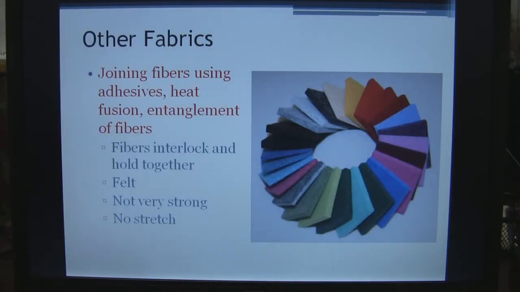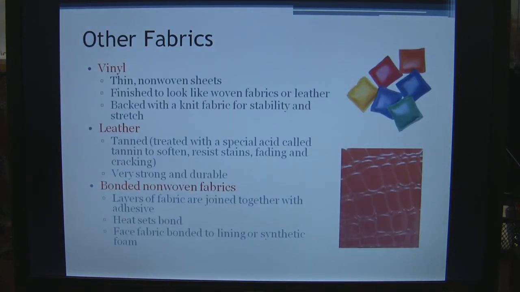Other types of fabrics that are made besides woven fabrics and knit fabrics is felt. Basically whenever somebody creates felt, they're joining fibers using glue, heat, and the interlocking or tangling of fibers. Other types of fabric that we can use for clothing and accessories are vinyl, which is a thin non-woven sheet. It's basically plastic that looks like a woven fabric or even leather.